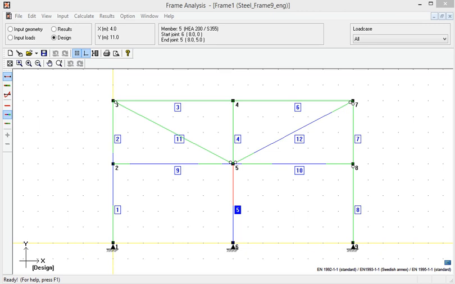Frame analysis. Video 10. Steel design according to first order theory, part 4. We must also adjust the column number 5.